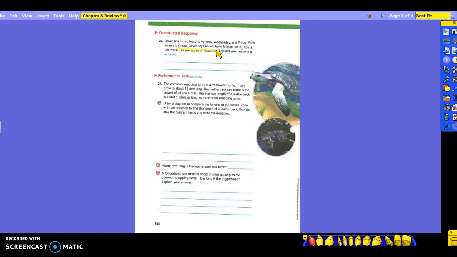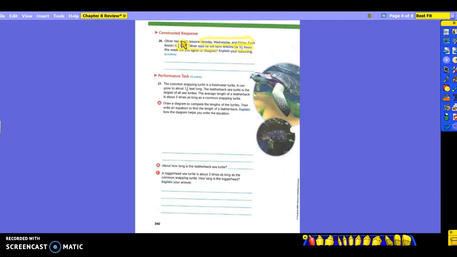And what did he say that we have to agree or disagree with? What's he telling us that we need to look at, Cheyenne? That he will have lessons for 2.5 hours this week. What else are we going to be using to figure out if he is correct or not? Eden? So Monday, Wednesday, and Friday are important to us. We have to know how many days he's doing that, right? What else? Eden? The 3/4 hour, which is for each lesson.